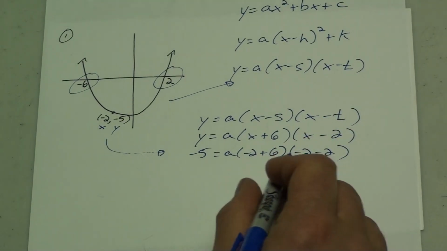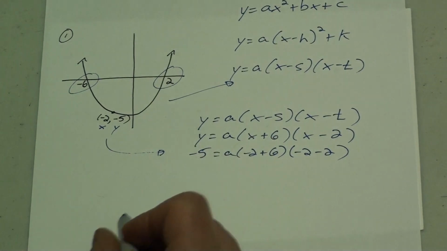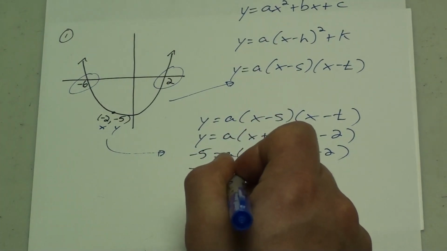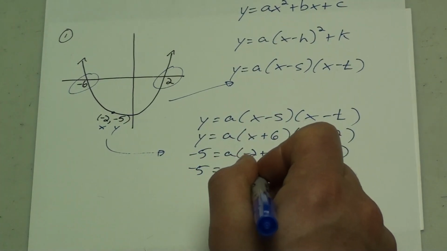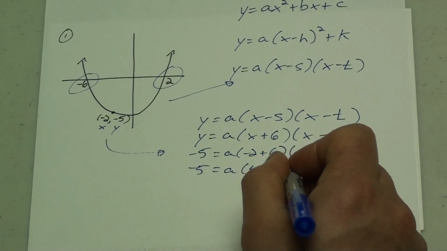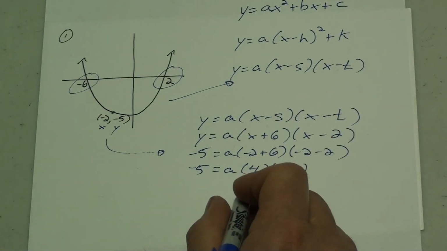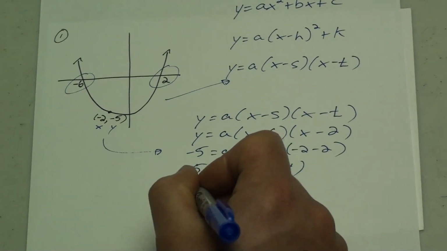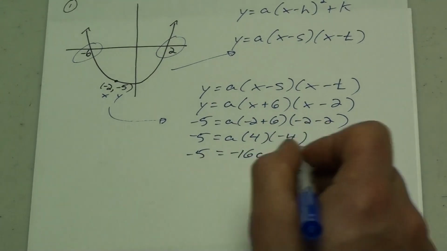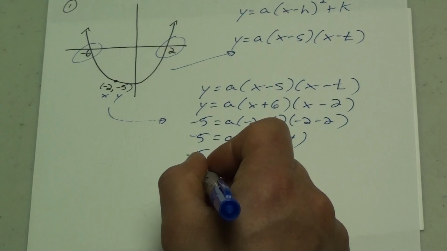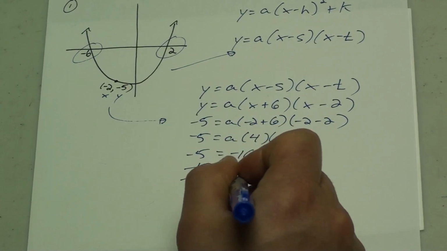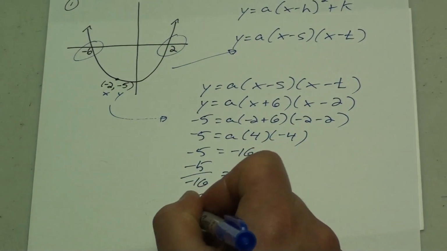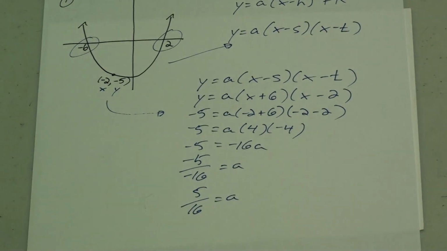Then I can kind of work with the brackets here and figure out what my missing a value is. So -2 plus 6 is 4. -2 subtract 2 is -4. 4 times -4 is -16, so I have -16a on that side and -5. Divide both sides by -16. Two negatives make a positive, and then I have my a value.